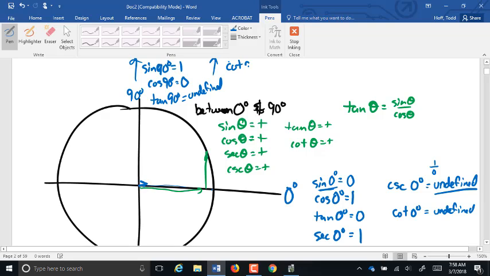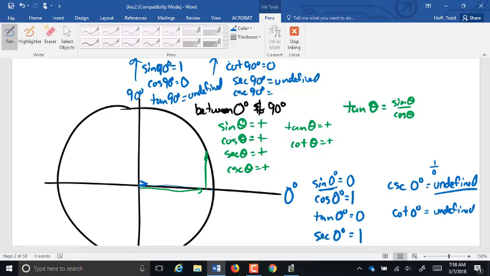Cotangent of 90 is 0. Secant of 90. Well, secant goes off of cosine, right? 1 over 0 is undefined. Cosecant of 90 is 0. You got it. Actually, no, sorry, not 0. 1. 1 over sine, which is 1 over 1.